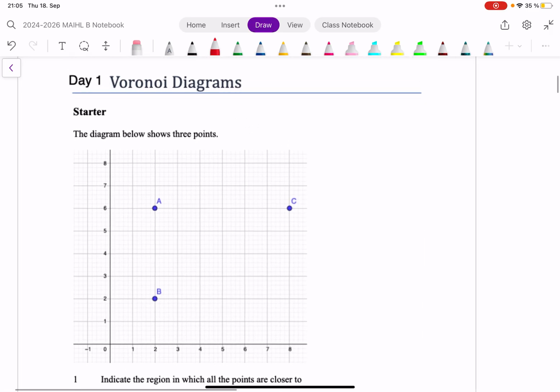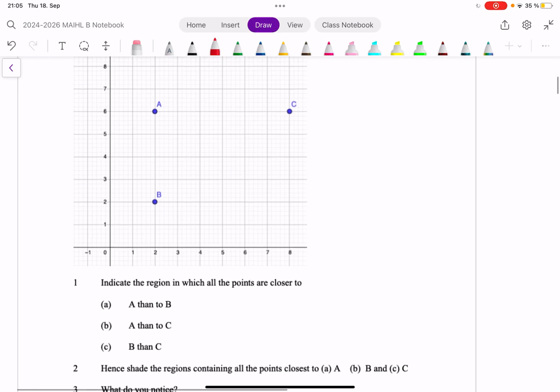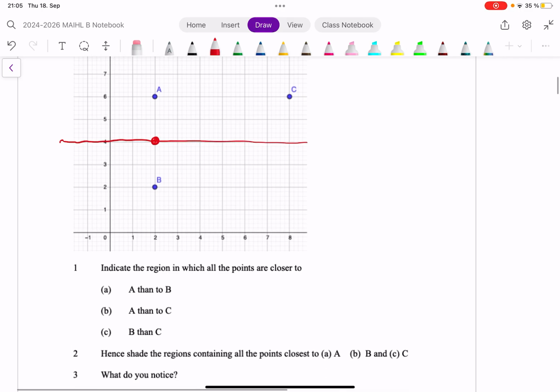And so here it says this diagram below shows 3 points. So we have A, B, and C. It says indicate the region in which all the points are closer to A than B. So if you were looking for every set of points that's closer to A than B, you would find the midpoint between A and B, which we can see is this point here. And so anything above that red line is closer to A, anything below the red line is closer to B. So the region closer to A than B is any point above the line y equals 4.